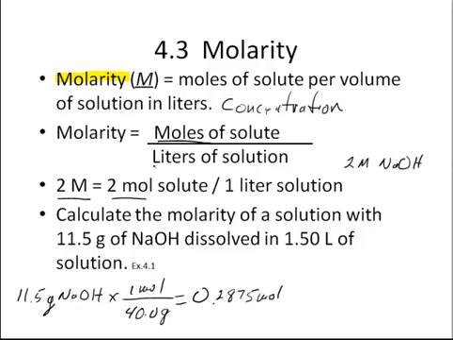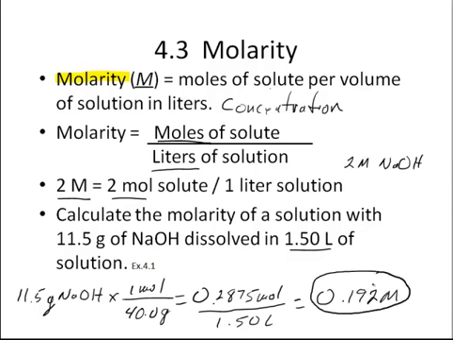Okay, so we've got the mole part done. Now we've got to take care of this liter part, right? So let's divide by the liters they've given us, which happens to be 1.50 liters, and there we have it. We get a value of 0.192 molar. Okay, so that is the concentration of our solution. Not too bad, right? Well, let's look at another problem.